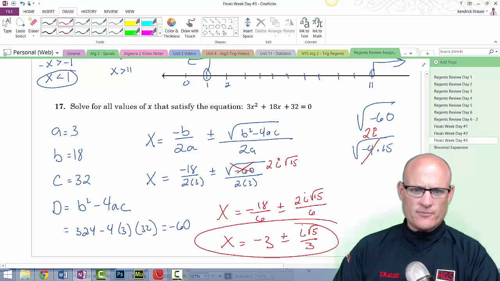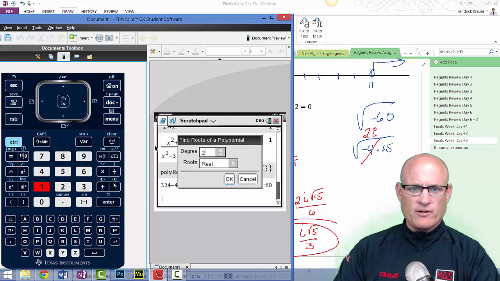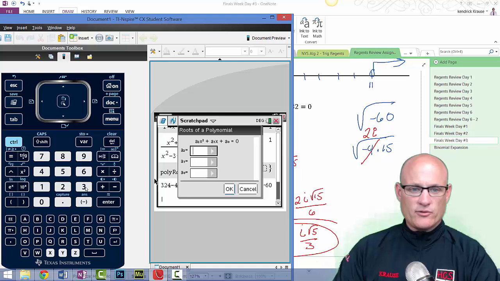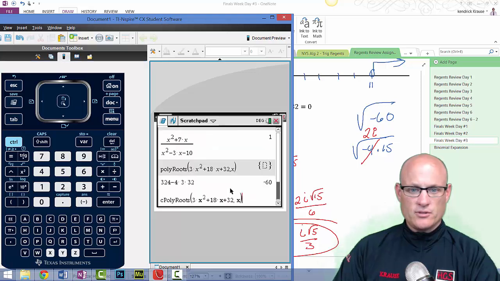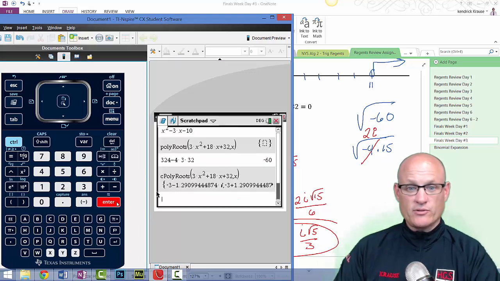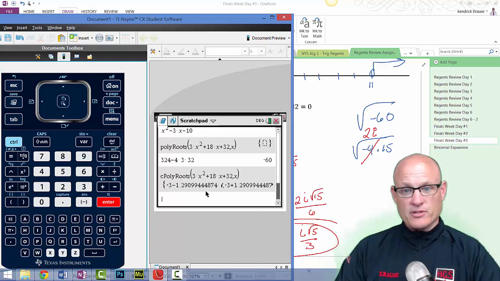I'm just curious because I can do that too. Menu 3, 3, 1. I can figure out imaginary roots, but I'm going to just have to tell it it's complex. And it was 3, 18, 32. And it says C polyroots. And negative 3, that must be square root of 5 over 2. And then negative 3 plus.